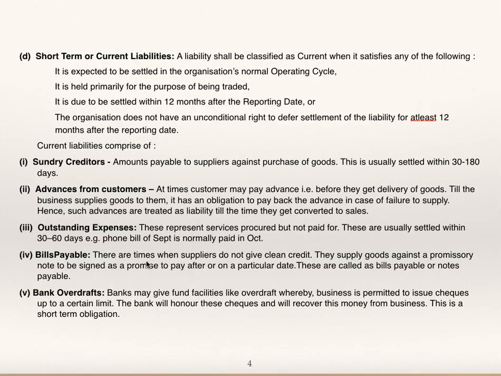Bills payable. There are times when suppliers do not give clean credit. They supply goods against a promissory note to be signed as a promise to pay after or on a particular date. These are called as bills payable or notes payable. Bank overdraft. Banks may give fund facilities like overdraft, whereby business is permitted to issue checks up to a certain limit. The bank will honor these checks and will recover this money from business. This is a short term obligation.